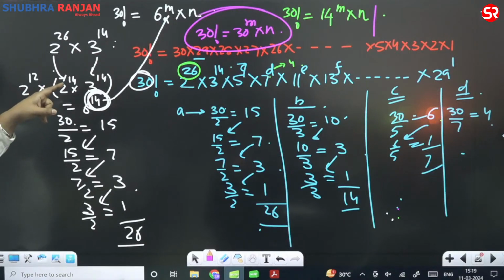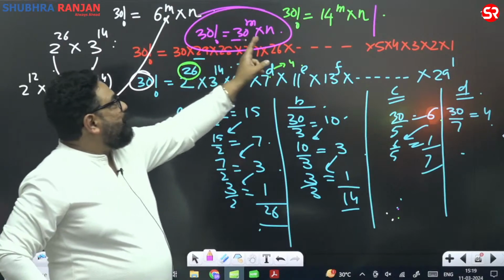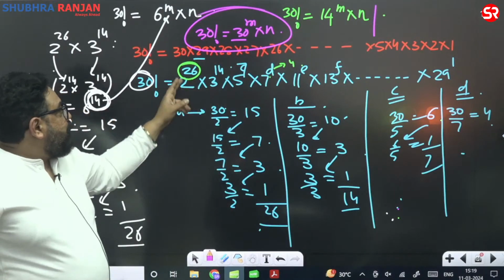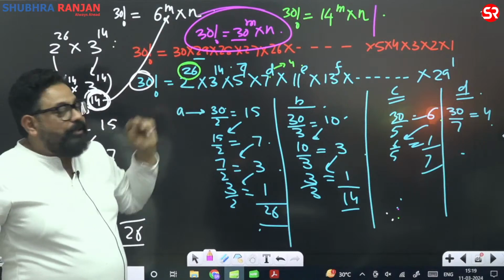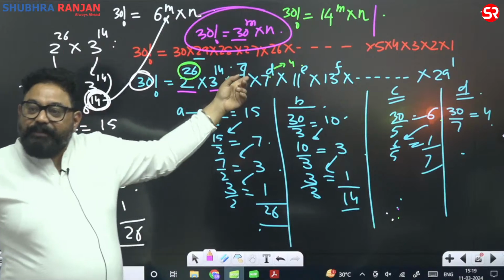30 is what? 30 is 2 into 3 into 5. 2 has got 26 parts. 3 has got 14 parts. 5 has got 7 parts. It is a combination of 3 primes. The minimum power is the answer.